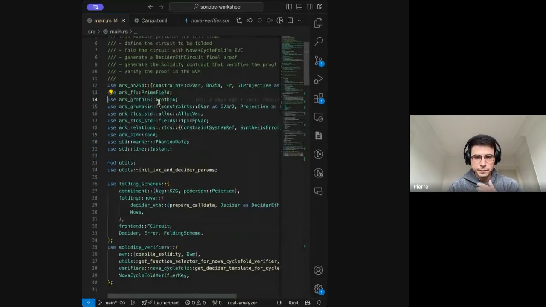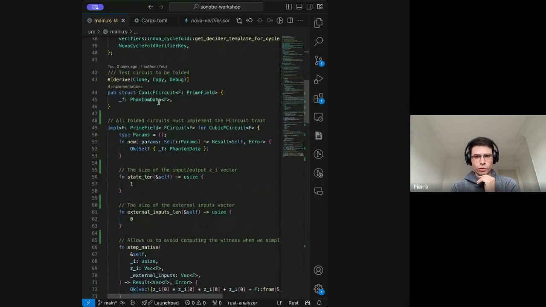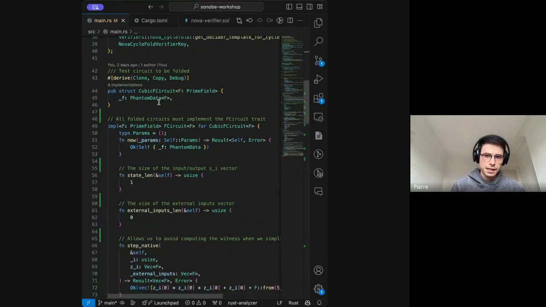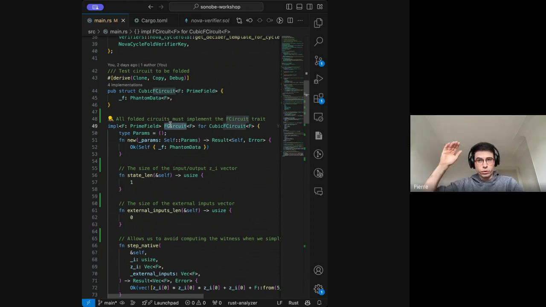Okay, so what you need to know when you are using Sonobe is that your circuit will need to implement the FCircuit trait. So what is an FCircuit? You remember the F function that Nova will run repeatedly. So this is basically the FCircuit, which is the thing that Nova will run.